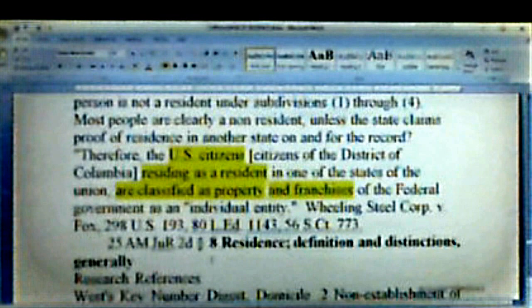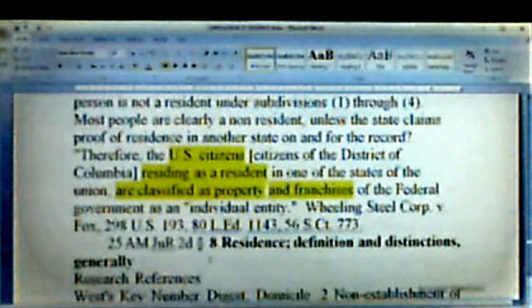So, now we're going to get into the reason as to why the definition is the way it is. Because most people are clearly a non-resident, unless the state claims proof of residence in another state and can put it on the record. Okay? Right here is why.